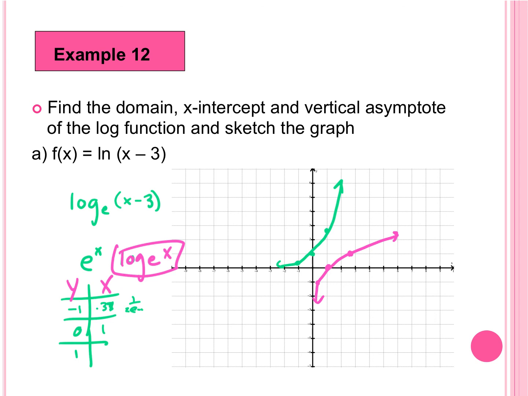Now I'm going to apply my transformation to it. So what does this minus 3 do to it? 3 to the right. So I'm moving to the right 3. So I take each one of my points, move it to the right 3. 1, 2, 3. 1, 2, 3. 1, 2, 3.